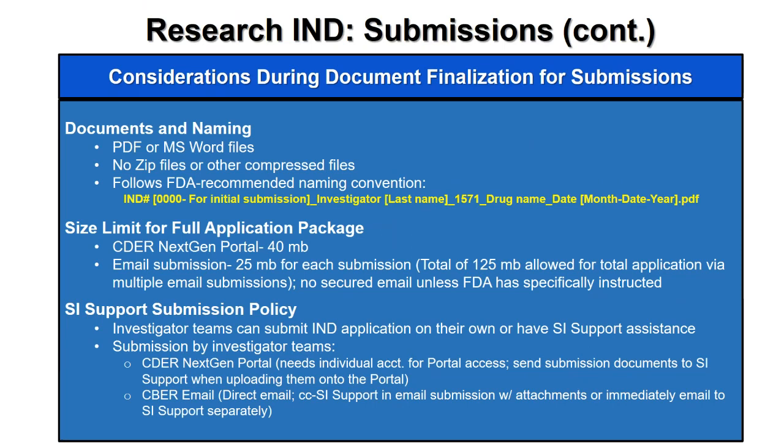Formatted files should be saved with a document by following a certain FDA recommended naming convention, which includes the IND number, 000 for initial submission, then the investigator last name, then the type of the name of the document, and the name of the drug, followed by the date, which includes 2 digits of month, 2 digits of the date, and 4 digits of the year. And in between month, date, and year, there is a hyphen, and between the words, there is an underscore.